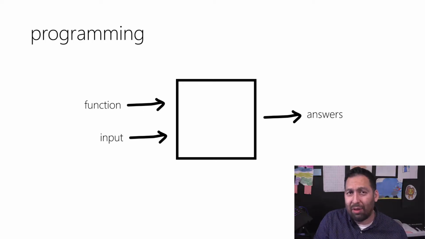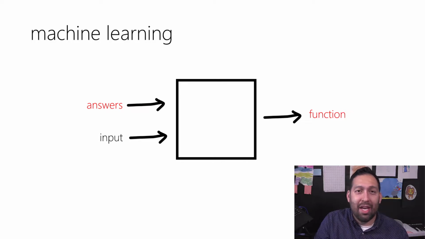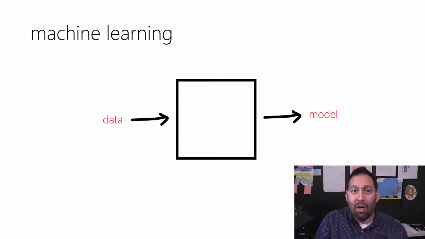And so machine learning actually flips the script a little bit. Instead of creating a function, we give the computer the answers and the input, and it produces a function. We don't call them that in machine learning. We call these things models, and the input is data. Now, this is the critical bit.